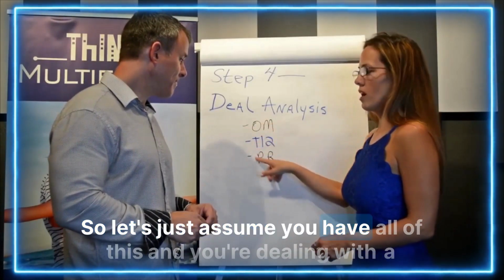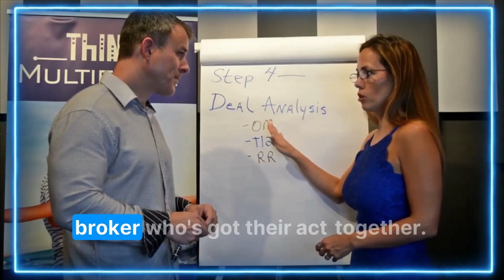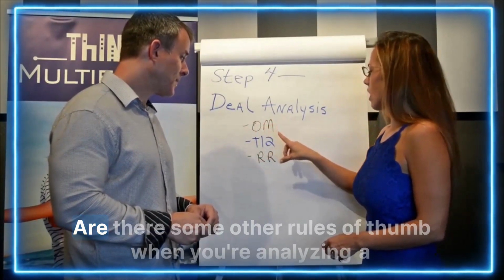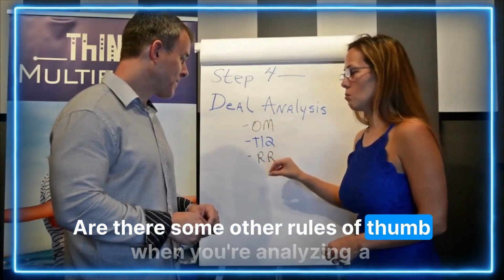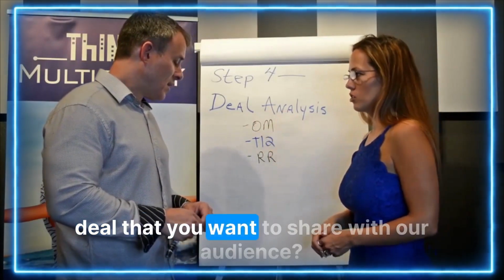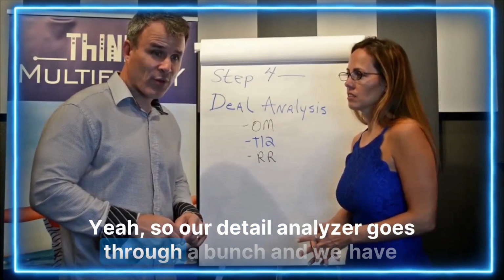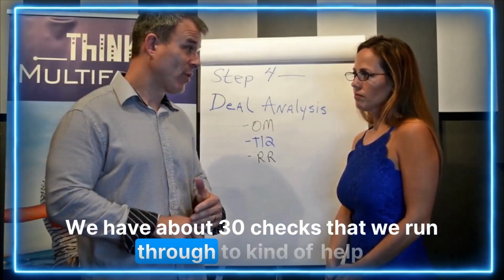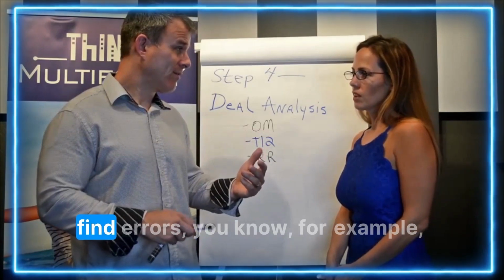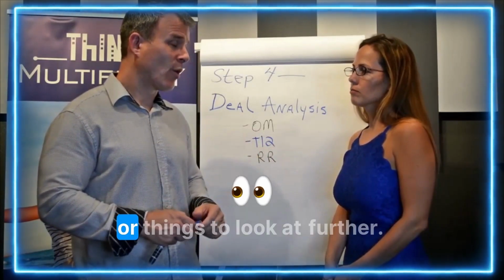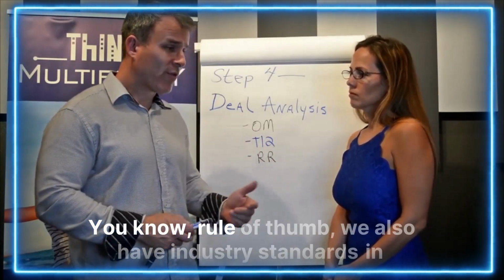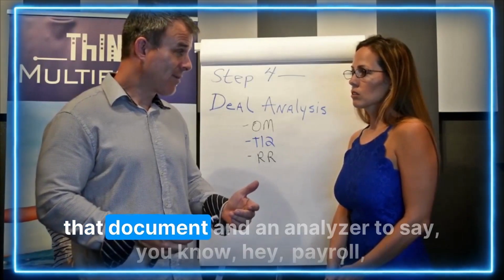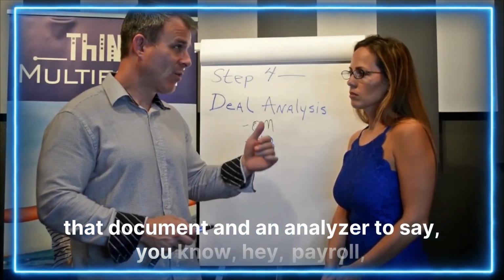Awesome. So let's just assume you have all of this and you're dealing with a broker who's got their act together. Are there some other rules of thumb when you're analyzing a deal that you want to share with our audience? Yeah, so our detail analyzer goes through a bunch, and we have multiple tabs. We have about 30 checks that we run through to help find errors, for example, or things to look at further.